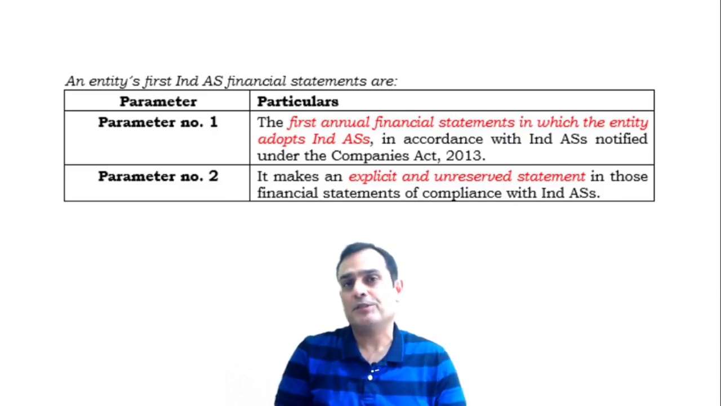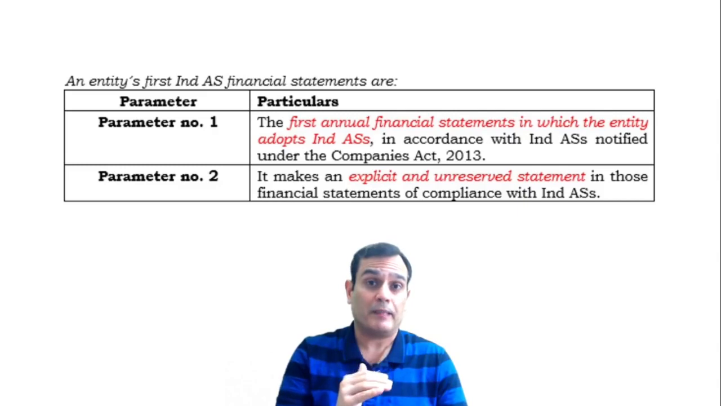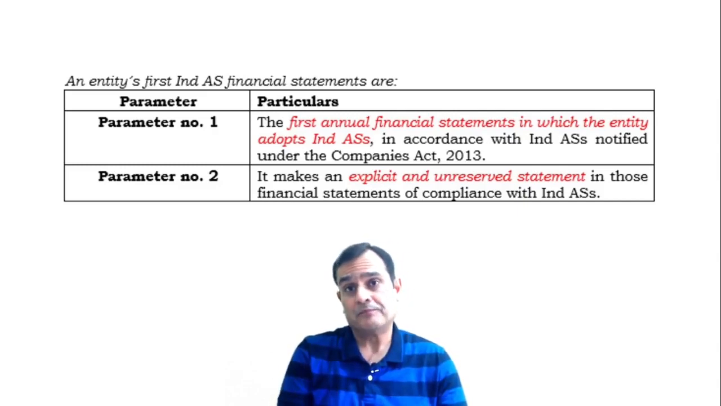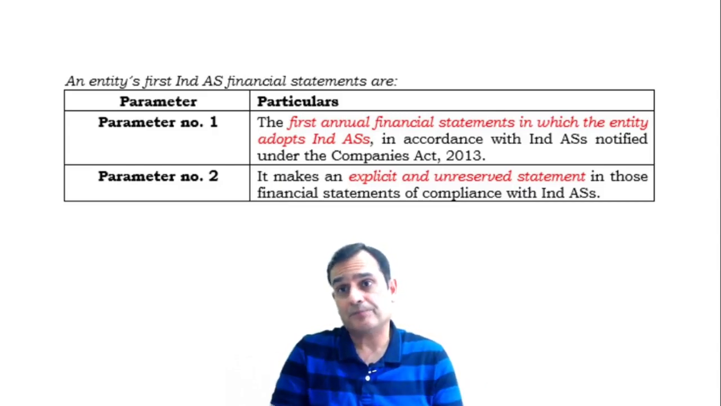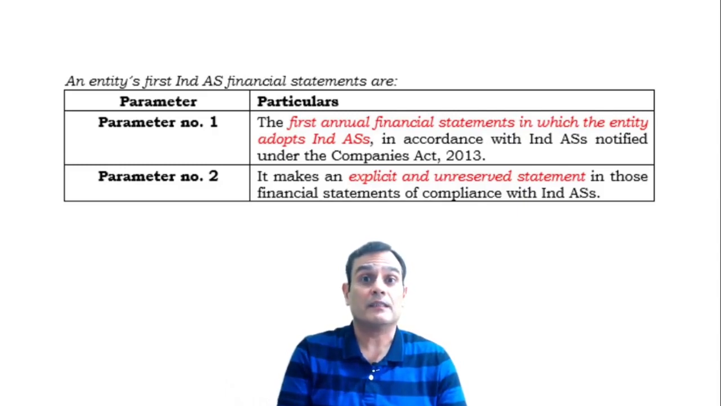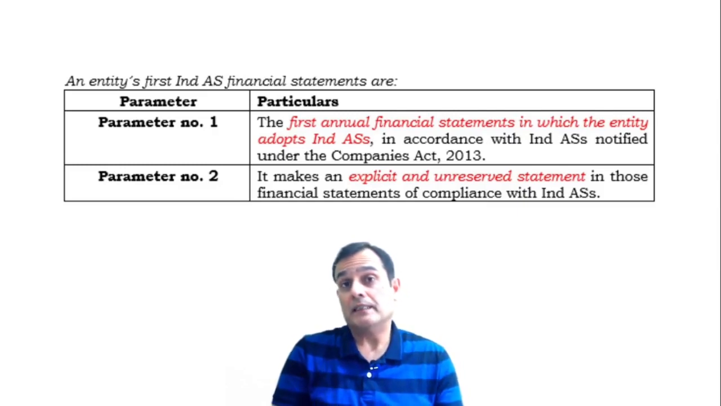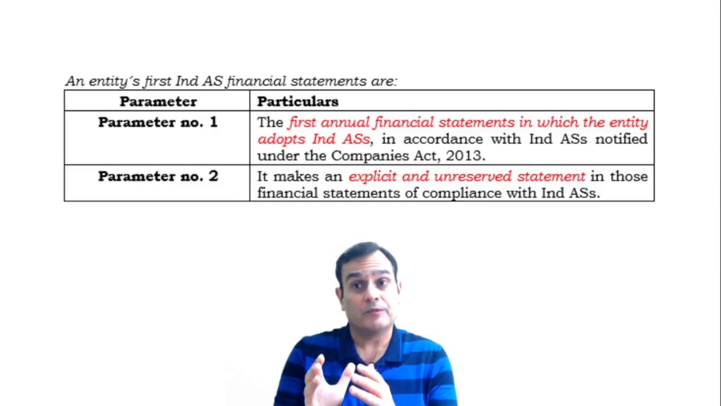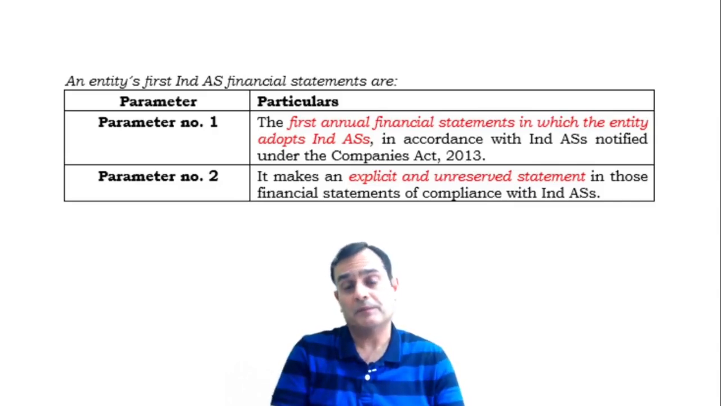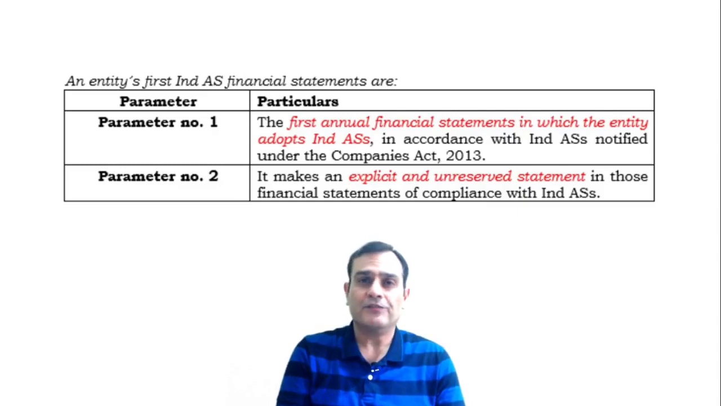Well, as you can see in this simple little chart, I have segregated the parameters of the first Ind AS financial statements into two. The entity's first Ind AS financial statements need to fulfill both parameters. What is parameter number one? The first annual financial statements in which the entity adopts Ind AS, in accordance with, of course, the Ind AS notified under the Companies Act 2013. And the second important parameter is that they make an explicit and unreserved statement in those financial statements of compliance with Ind AS. That means the financial statements prepared have to be totally 100% in compliance with Ind AS.